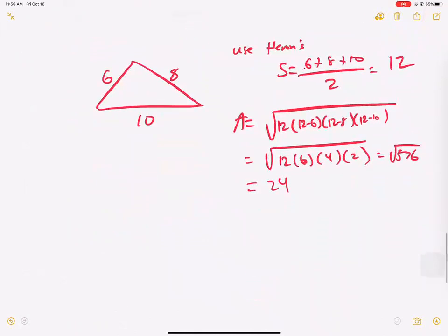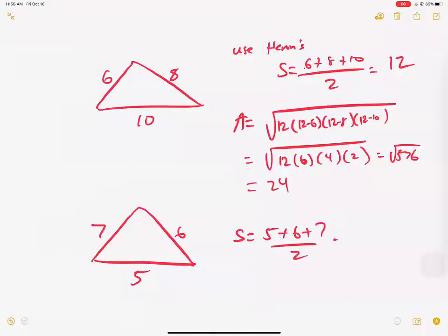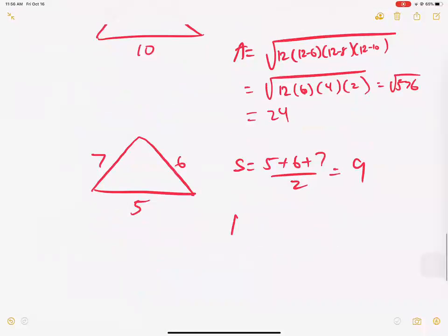Now, let's do one with a decimal. We'll say 5, 6, and 7. Will there be a decimal here? Maybe not. S is equal to 5 plus 6 plus 7 over 2. That's 18 over 2. Is it 18? Yeah, 18 over 2. And that's going to be 9. So A is equal to the square root of 9 times (9 minus 5, which is 4), (9 minus 6, which is 3), and (9 minus 7, which is 2).